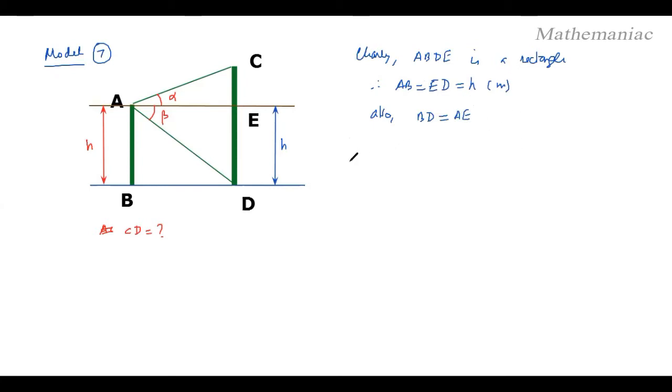Now, what I need to find? I need to find CE. So for that, you apply in the triangle ACE. Okay, here now there is a question. What we have to apply? It is tan alpha you have to apply. Why? Because in AC there is no such involvement.